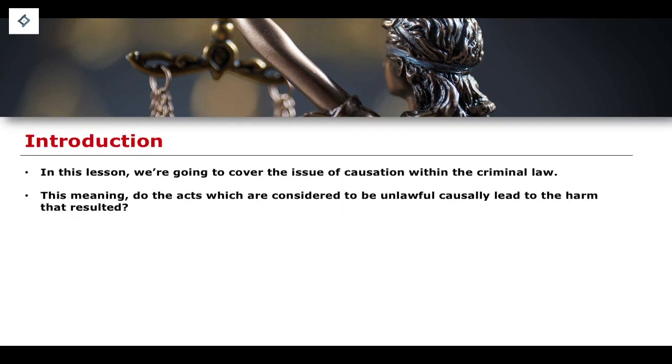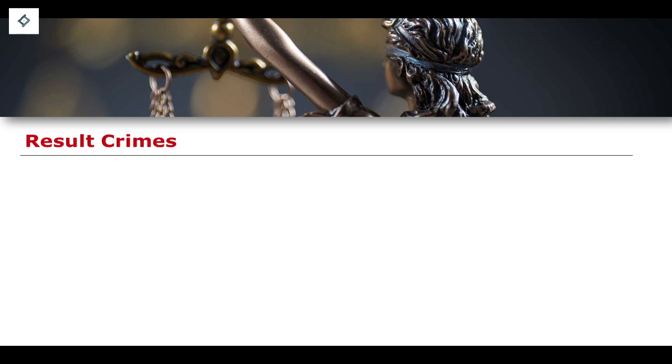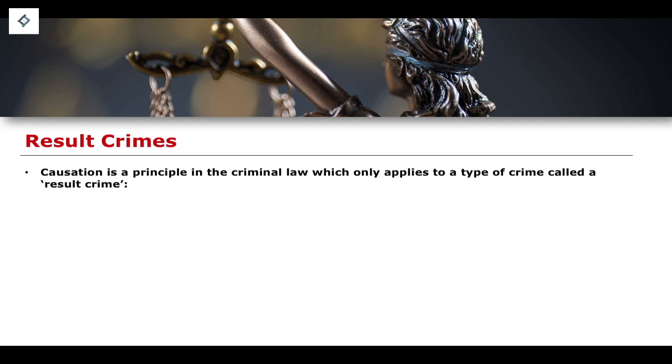So ultimately, this means that we're asking the question of, do the acts which are considered to be unlawful causally lead to the harm which resulted? And that question is important for those who are trying to establish the actus reus of an offence. But it's only important for certain crimes. Specifically, it's only important for result crimes. Causation is a principle of criminal law which will only apply to a result crime. It will only apply to those kinds of crimes.